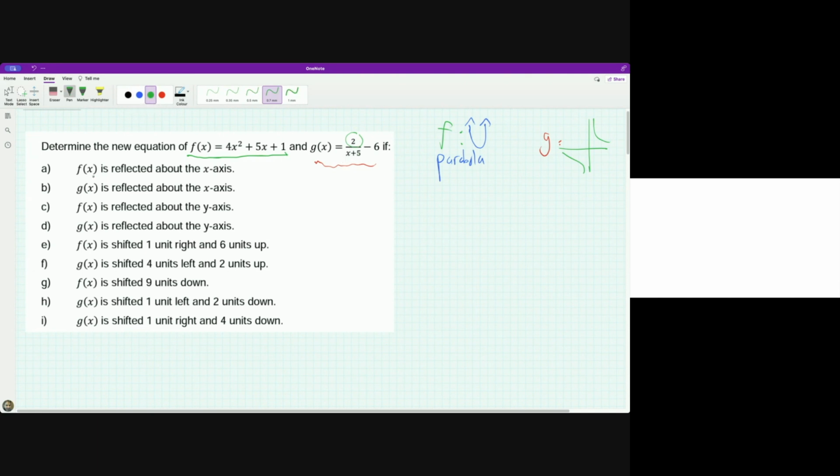F of x, so it's the green one, is reflected about the x-axis. And we need to find the new equation, if we take f and reflect it over the x-axis. I want everyone to try and figure out how this equation changes when you reflect it over the x-axis. So I'll make it y equals, because this is a new equation, but this is going to have to change. What do you think is going to change when we reflect over the x-axis?